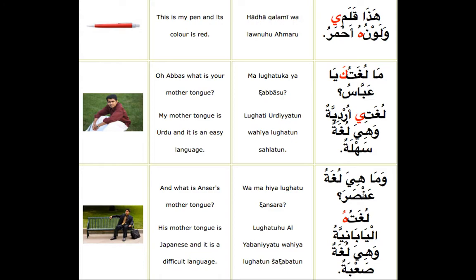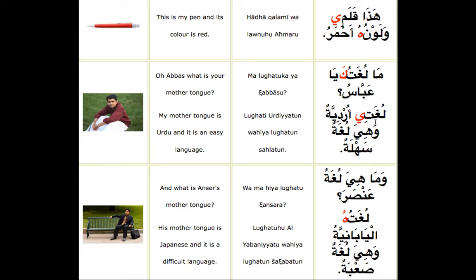And we are asking about Ansar. Wama hiya lughatu ansara, and what is it, the language of Ansar? So lughatu ansara, mudaf ilayhi. We know the mudaf ilayhi is majroor, it takes kasra, but because it is a diptote, mamnu min as-sarf, ansaru remains ansara. So we know why it is ansara, not ansari. Wama hiya lughatu ansara, lughatuhu, his language, al-yabaniyatu, Japanese. Wahiya, and it is lughatun sa'abatun, not man'ud, a difficult language, and it is a difficult language.